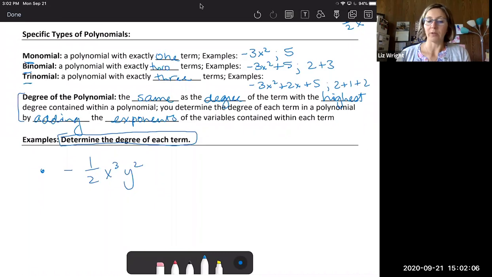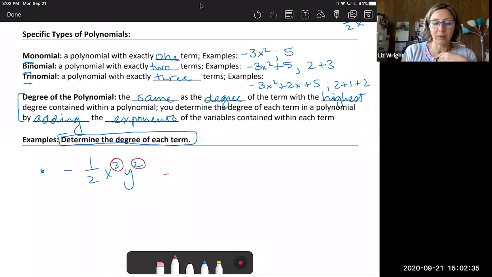So the degree of the polynomial is going to be the same as the degree of the term with the highest degree contained within a polynomial. So that means what we're doing is we're looking at the degrees of each of the terms in the polynomial, and whichever term has the highest degree, that's also going to be the degree of your polynomial. Well, in order to even figure out the degree of a single term, we look at the exponents in a single term and we add them up.